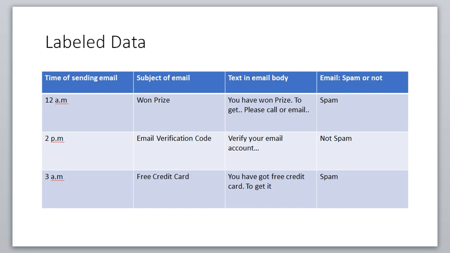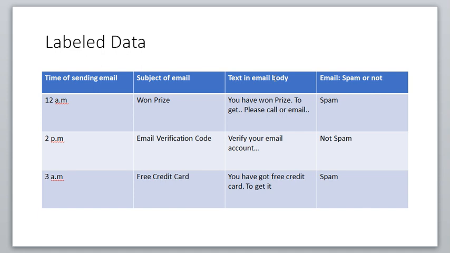If you see, there are four columns in this data. The first column is time of sending email, the second is subject of email, the third is text in email body, and the fourth is email spam or not. In this kind of problem, we want to predict the fourth column, whether a given email is spam or not, based on these three columns: time of sending email, subject of email, and text in email body.